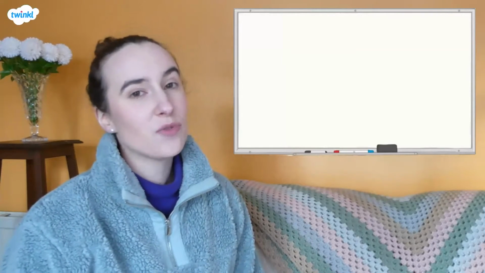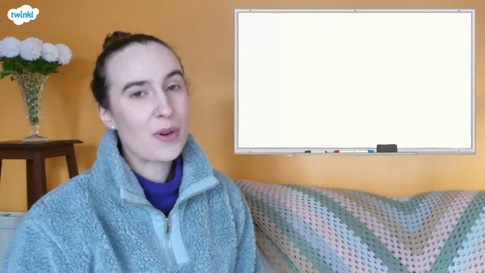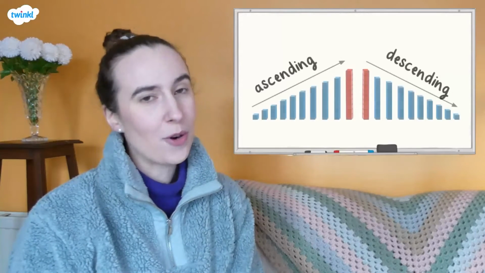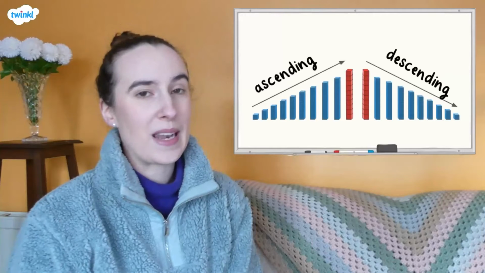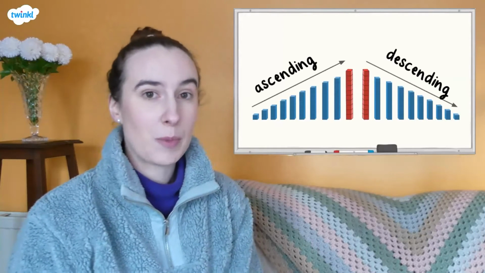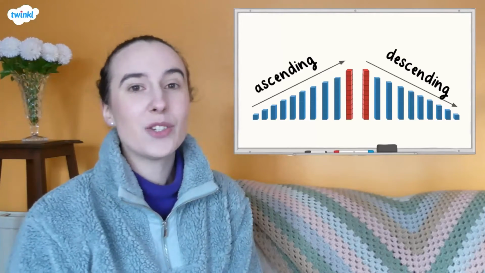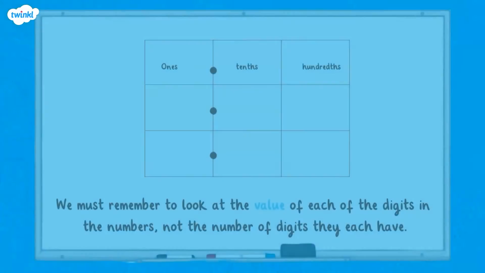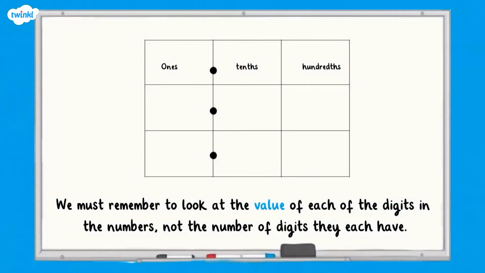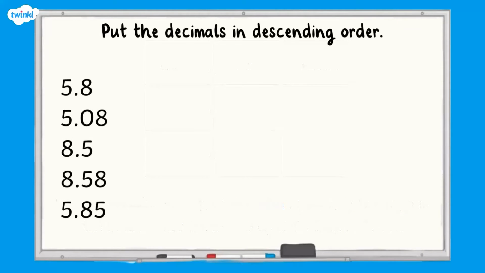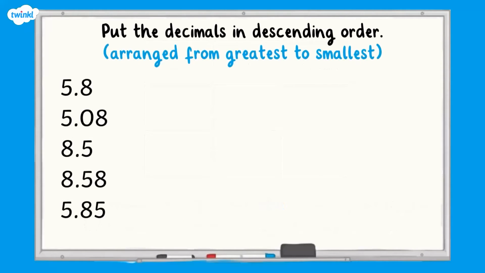First of all, let's recap the language that we use when we're ordering numbers. When we are ordering numbers, we can order them in ascending order, from smallest to greatest, or descending order, from greatest to smallest. When we order decimals, we can use a place value chart to help. We must remember to look at the value of each of the digits in the number, not the number of digits they each have. Let's put these decimals in descending order.